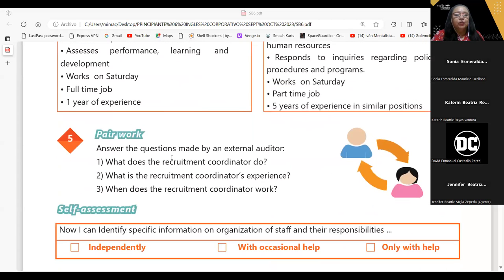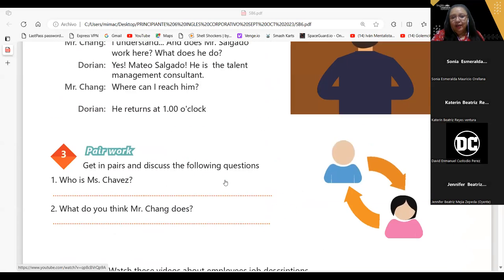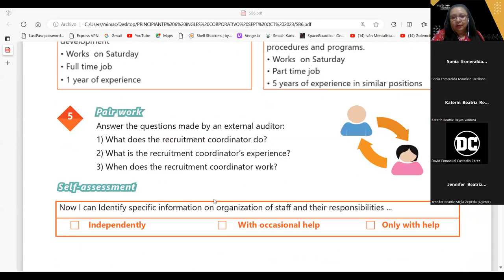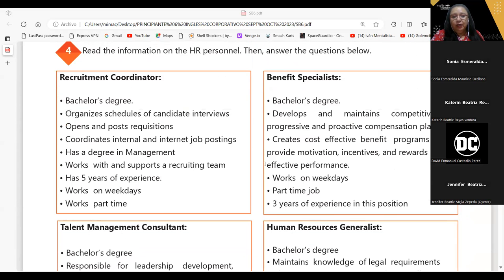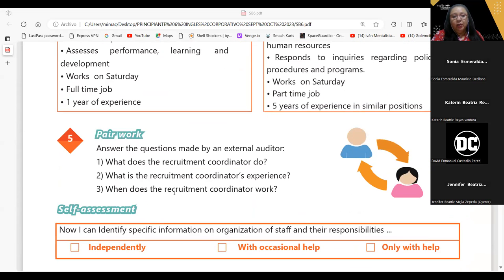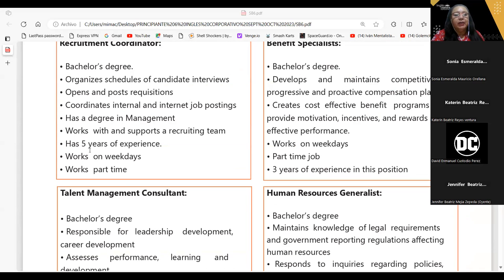We have to analyze the questions. Answer the questions made by an external auditor. Mire, aquí le estoy diciendo lo que el Mr. Chang hace. Un auditor externo. ¿Verdad? Answer the questions made by an external auditor. What does the recruitment coordinator do? Acá le está hablando solo del coordinador. But number three, when does a recruitment coordinator work? And then you have to read the information here. Acá está, por eso tiene que ver. Has 5 years of experience, works on weekdays. Acá está. Ok, teacher, ya contestamos las tres preguntas puntuales, como dice ahí.